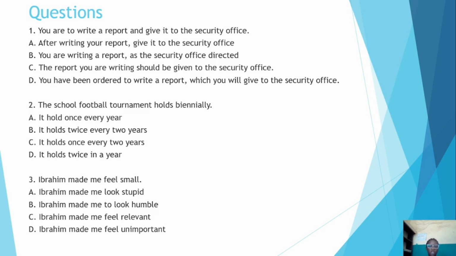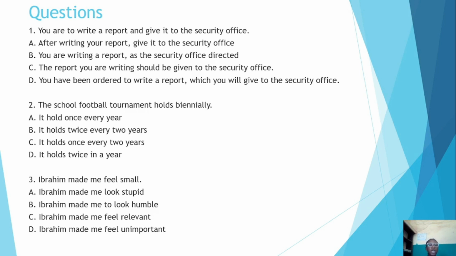The sentence already suggests that this person in question was given an instruction. So that is why you have been ordered to write a report. Not just write a report, you write it and then you will give it to the security office. Now, a person might ask, why is B not our answer? You are writing a report. No, why is C not our answer? The report you're writing should be given to the security office. No. Now, let's look at that sentence again. You are to write a report. That means, just like I said earlier, this person has been directed to, has been ordered to write a report. So D is the correct option.